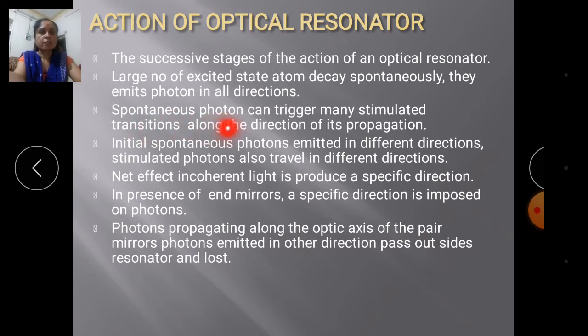The spontaneous photon can trigger many stimulated transitions along the direction of its propagation. Initially, spontaneous photons are emitted in different directions, and stimulated photons also travel in different directions. We get the net effect of coherent light, which is produced in specific directions.